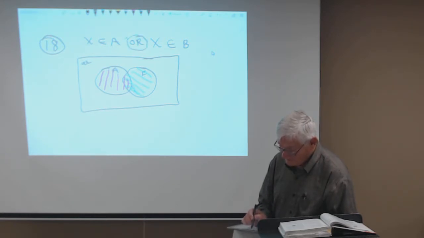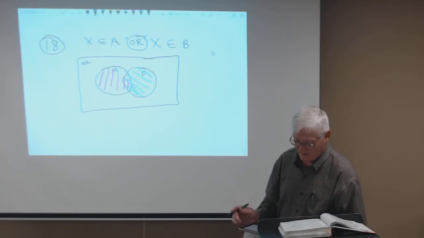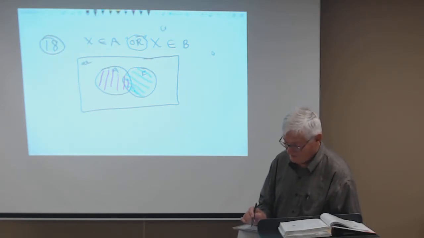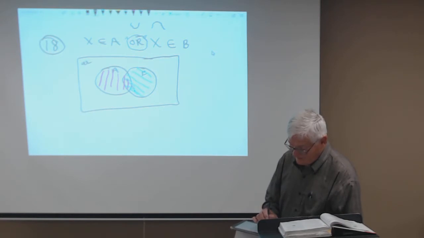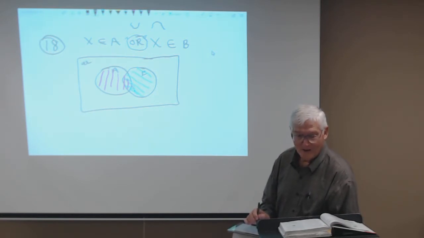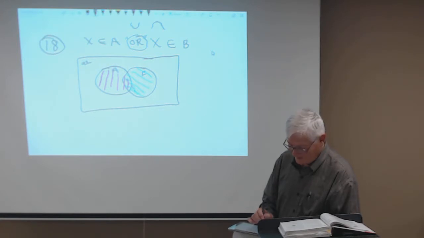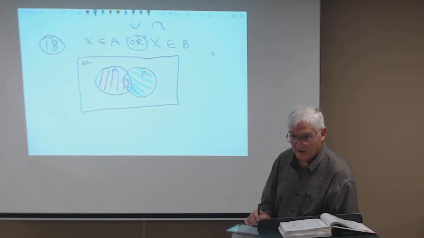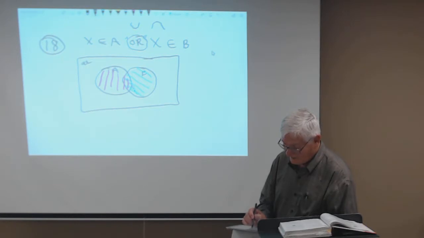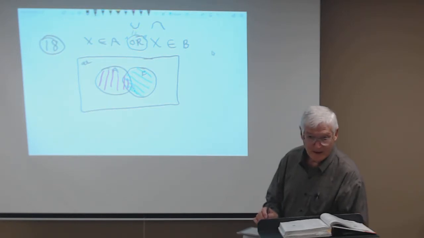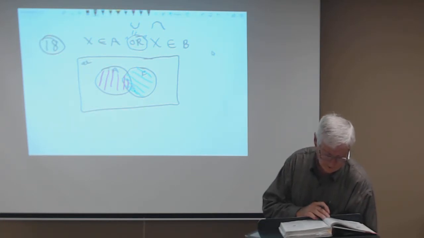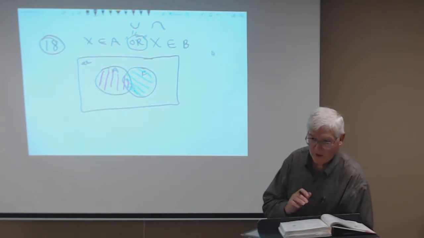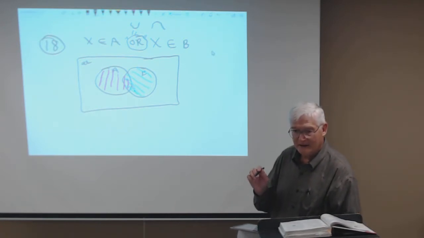Now, or, let's go back to this. What does or mean? Union or intersection? Union. If it can be this or that, what would that be? This or that would be union. So or equals union. Put that in your notes. It's on page 64. Or is union and and is intersection.